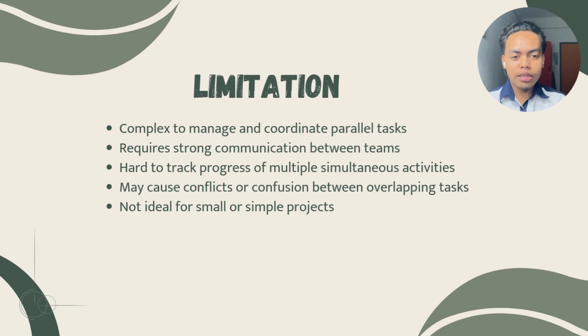The concurrent model is powerful, but it also has several limitations. First, it can be very difficult to manage and coordinate when many activities happen at the same time. It also requires strong communication between team members to avoid mistakes or misunderstandings. Another issue is tracking progress. Since tasks are overlapping, it's hard to know exactly which stage each activity is in.